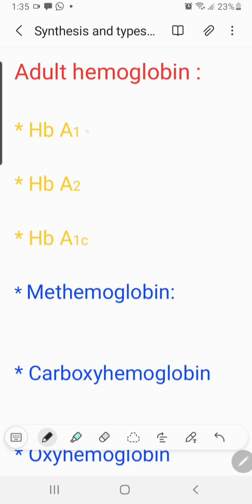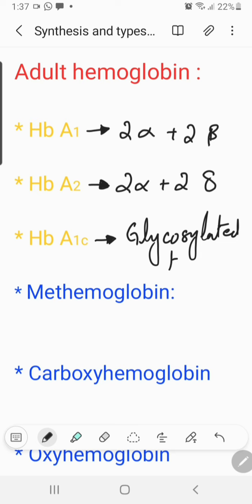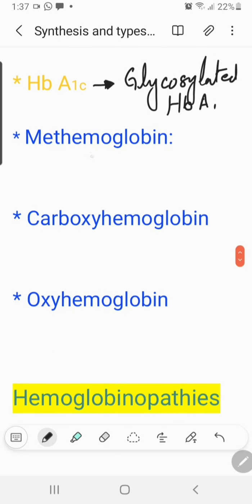Now comes adult hemoglobin. The primary type of adult hemoglobin is known as HbA1, which comprises two alpha and two beta chains, while a very small amount of adult hemoglobin is also present in the form of hemoglobin A2, which comprises two alpha and two delta chains. Another very important type is the glycosylated hemoglobin, that is HbA1c, which is very important for a physician to determine the glucose status of a patient.